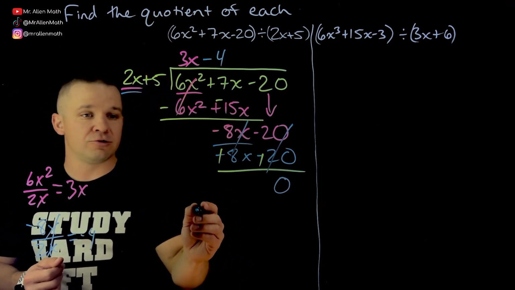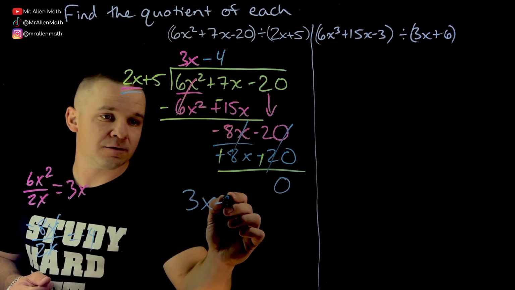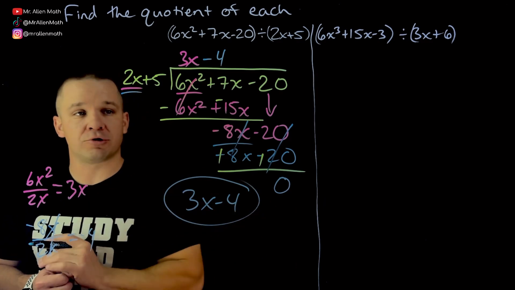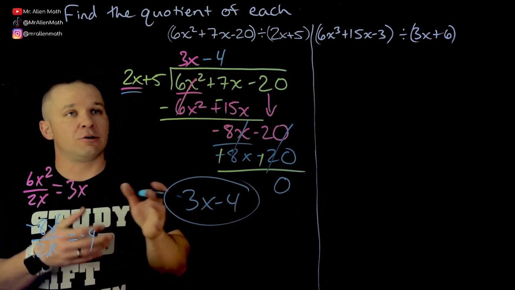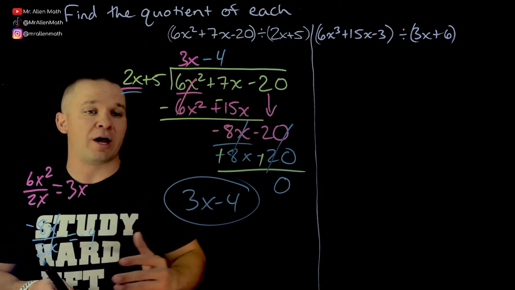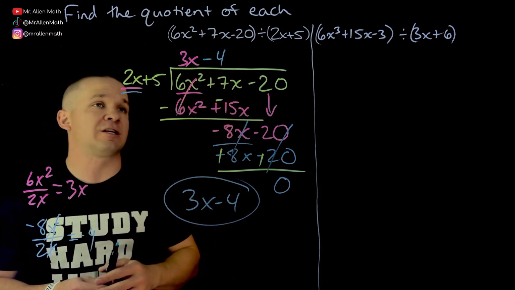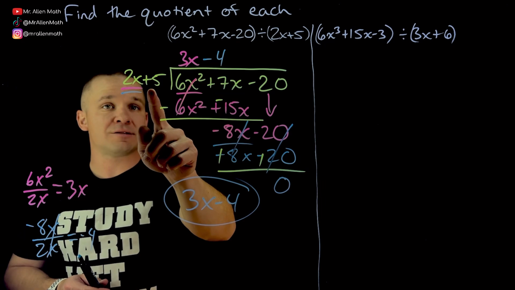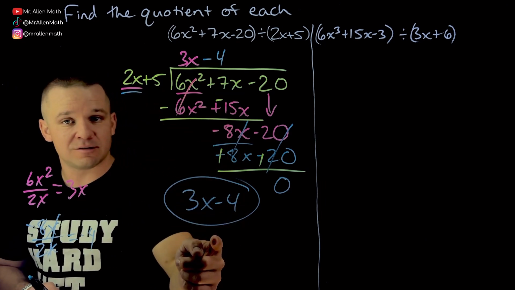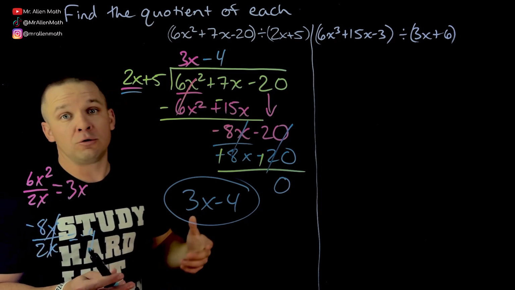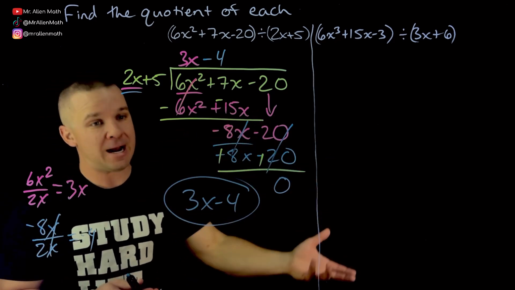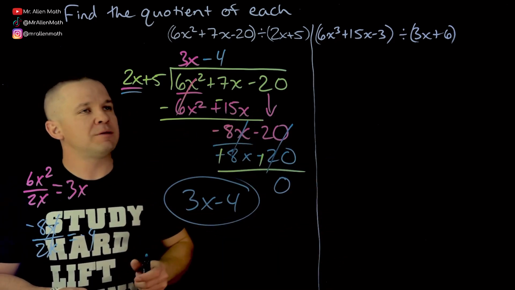So my answer here is just 3x minus 4. That is the quotient. No remainder, bibbidi-boppity. All right? Sometimes they ask you to write them as factors and things like that. Well, I could rewrite 6x squared plus 7x minus 20 as 2x plus 5 times what I got here, 3x minus 4. That would give me the same thing. Kind of cool. If I divide it out, I can multiply it back together, right? That's math, baby. That's math.